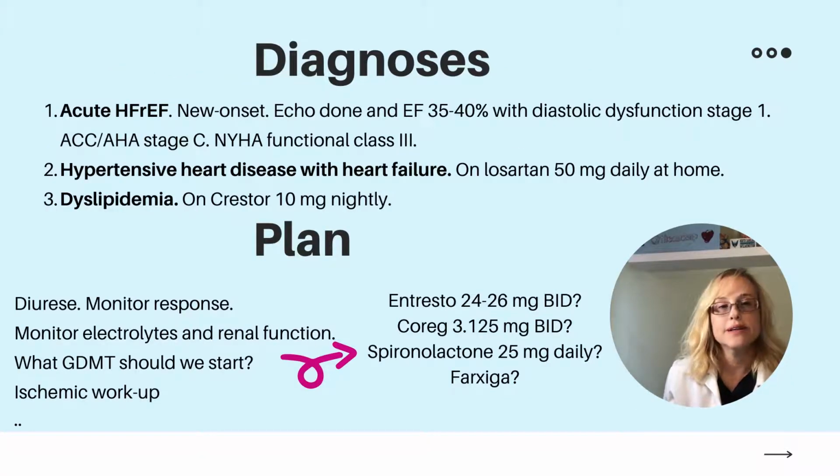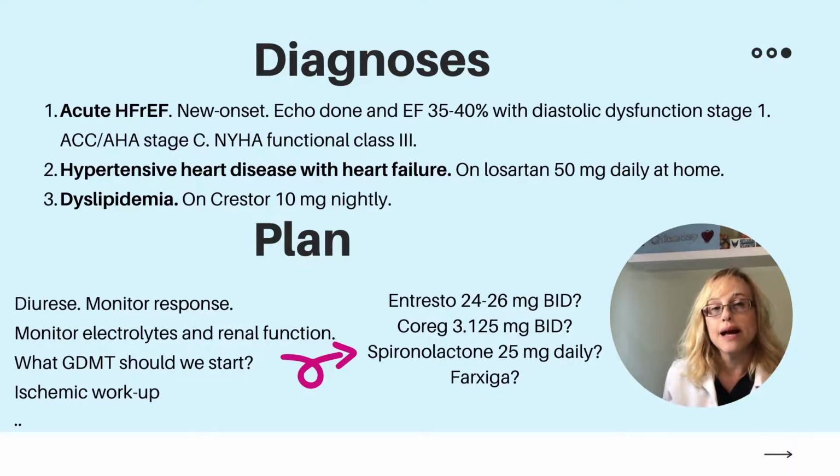So here are your diagnoses. Number 1, acute heart failure with reduced ejection fraction. New onset. Echo has been done and revealed an ejection fraction of 35 to 40% with diastolic dysfunction stage 1. ACC/AHA stage was completed, and he's a stage C, and NYHA functional class 3. Number 2 is hypertensive heart disease with heart failure and on losartan 50 milligrams daily at home. Dyslipidemia on Crestor 10 milligrams nightly.